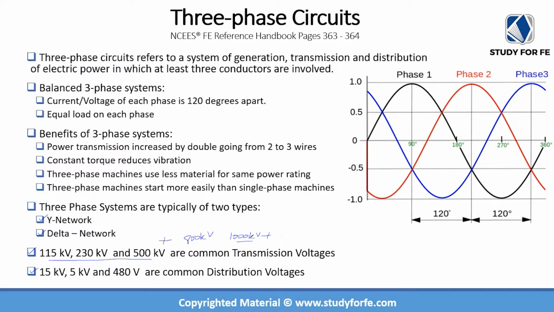And then for distribution, this is typically done at low voltage and medium voltage depending on at what point in the power system you are. So 15 kV is pretty standard, 5 kV is pretty standard, and residential voltage distribution is typically done at 480 volt and 600 volts.